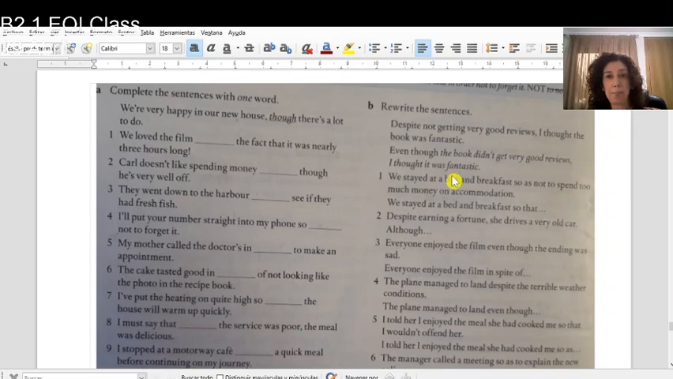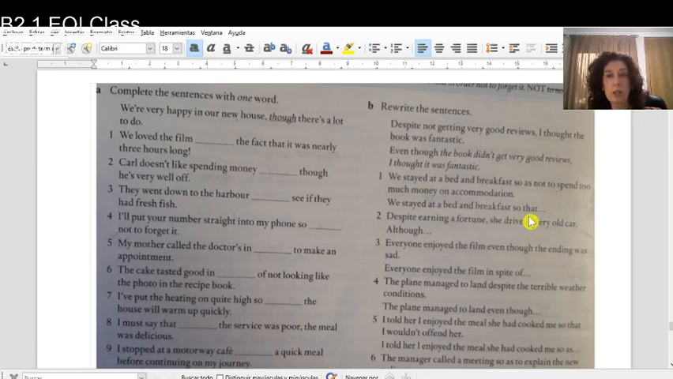Let's try. Well, number one. We stayed at the bed and breakfast so as not to spend too much money on accommodation. So as not to es una purpose, una finalidad en negativa. So as not to va seguido de infinitivo con to. Vale. Ahora me piden, we stayed at a bed and breakfast so that.